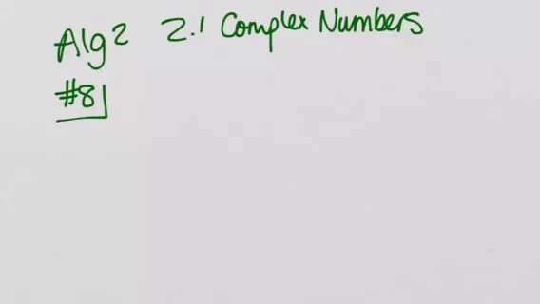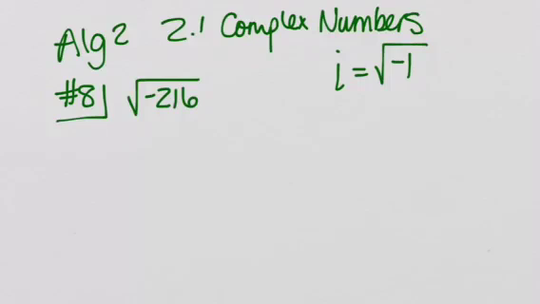In Lesson 2.1, we started talking about complex numbers. We talked about how the imaginary number i is equal to the square root of -1. So what you have to do in number 8 is simplify the square root of -216. One issue is that if you type that in the calculator as is, you're going to get an error, because your calculator cannot calculate a negative underneath of the square root.